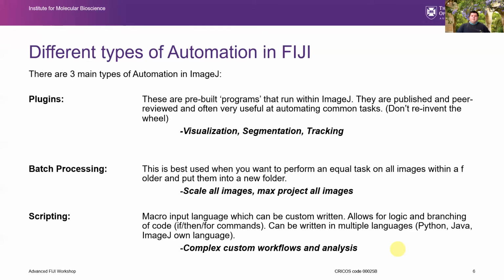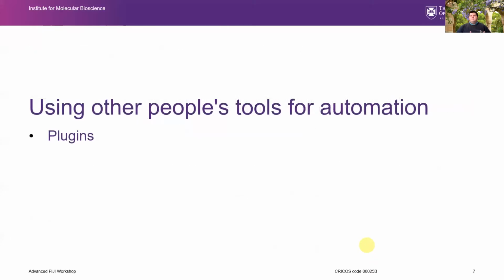Lastly, there's scripting. Scripting, or macro programming, is the input language that can be custom written. It allows for logic and branching of your code, so using Boolean statements, if this, then do this, or for commands, so for every image open, do this. And it can be written and read in multiple languages, including Python, Java, or ImageJ's own language. And these are for custom complex workflows and analysis.